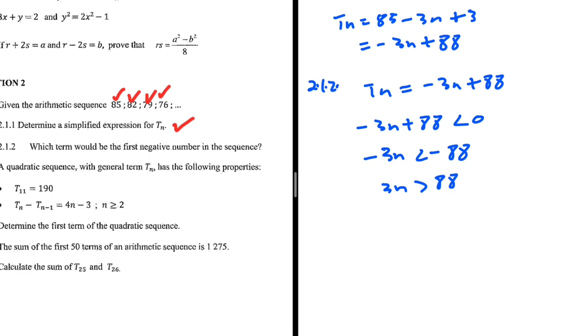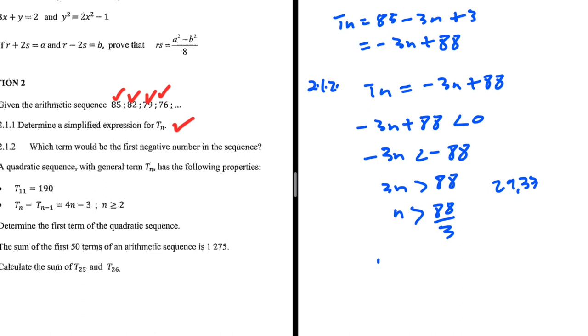You just need to think about this for 30 seconds, and then you will realize that if we divide by minus 1, the inequality must change. And then when we divide by 3 on both sides, we get n being greater than 88 over 3. 88 over 3 is about 29.33. I just put that in my calculator. So when n is greater than 29.33, then we're going to have a negative number in the sequence.